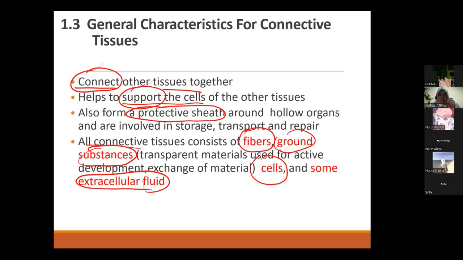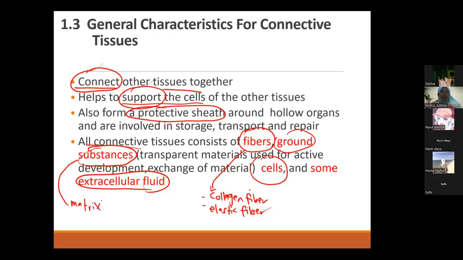So the fibers that can be found in connective tissue, some might have collagen fiber, right? Some connective tissue might have elastic fiber, right? And ground substances, what is ground substance? Ground substance is very important as a component of the matrix, the matrix of the connective tissue.